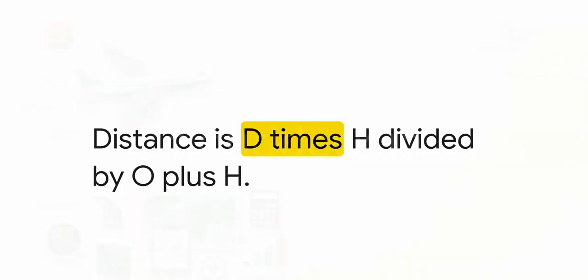Here is your golden formula for the distance to the critical point, which we'll call X. The distance to your CP is calculated by multiplying your total distance D by your homebound speed H. Then you divide that result by the sum of your outbound and homebound ground speeds. Write this down and memorize it. D times H divided by O plus H.